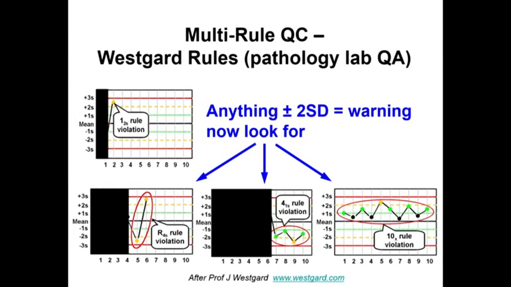So you look for anything outside 2SD, and then any of these other rules. There's more rules than this, but I don't have time to go into that.